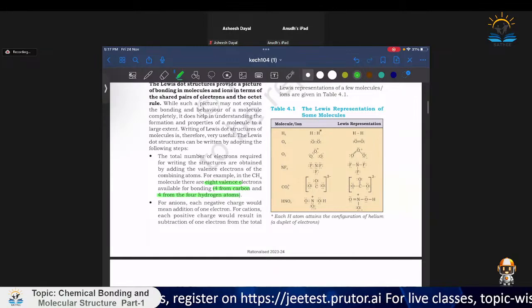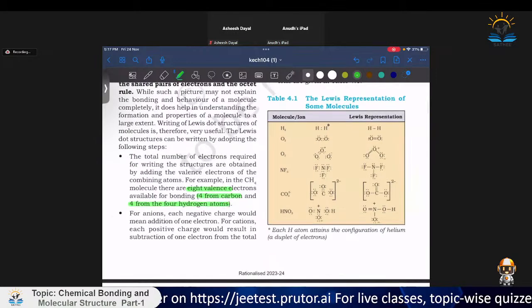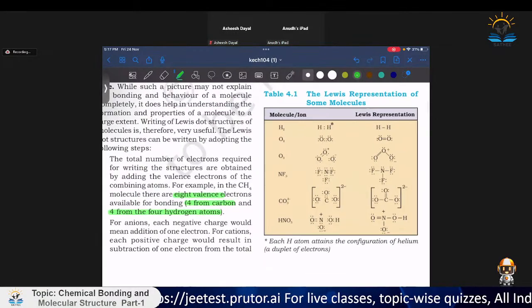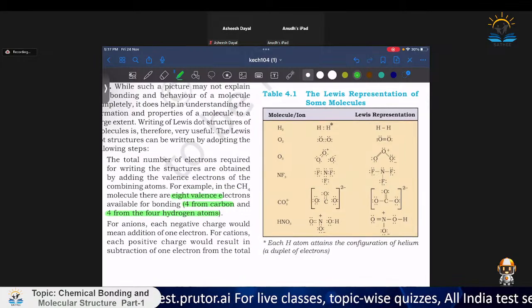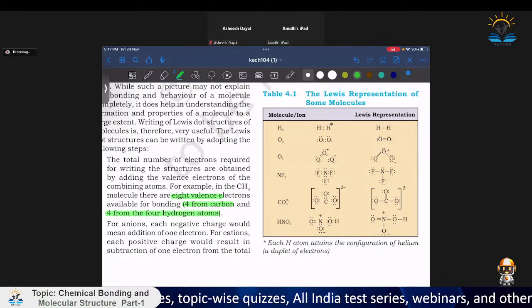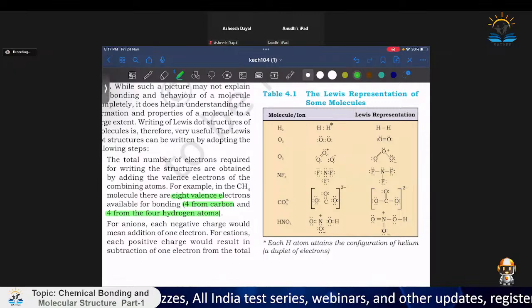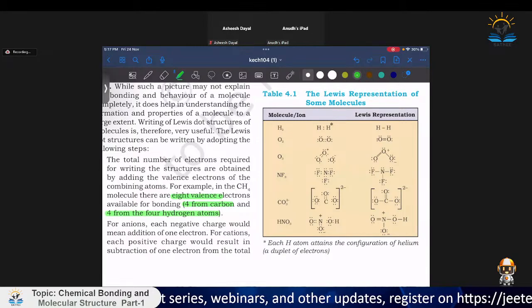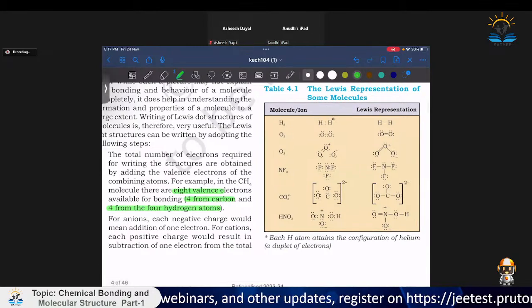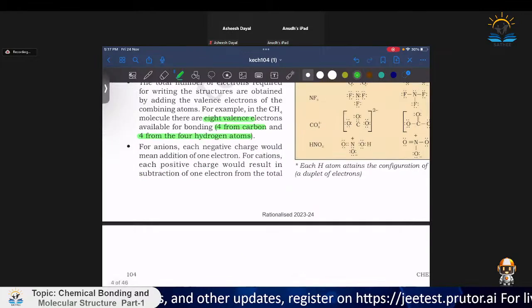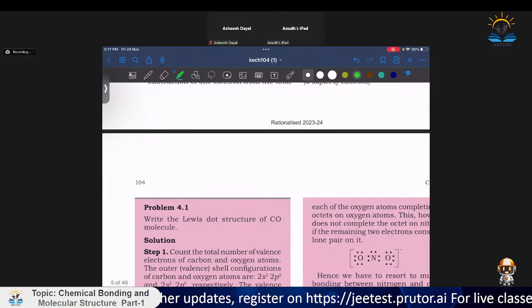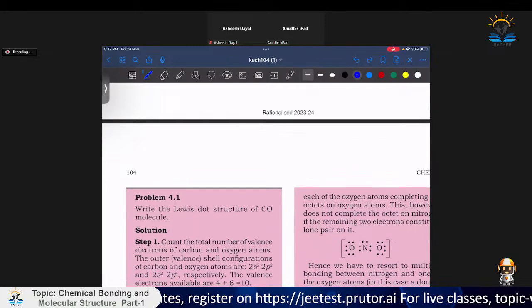First one, we have hydrogen, which is basically an exception because it has a duplet instead of an octet. Anyways, we move to oxygen and we can see that each oxygen atom has a completed octet, and the distribution is also very wisely done. Ozone is a bit tricky, so let's try to draw ozone and see how it goes. Ozone is basically your O3, right?